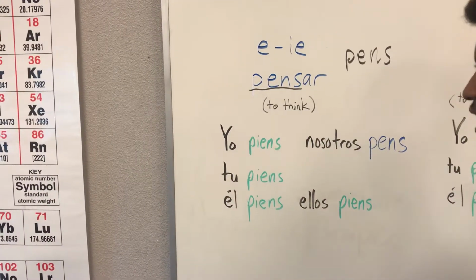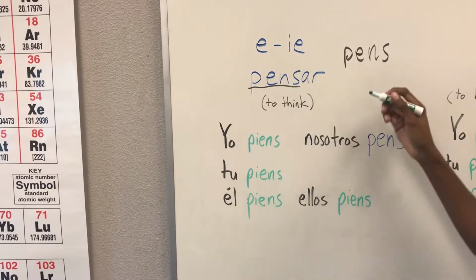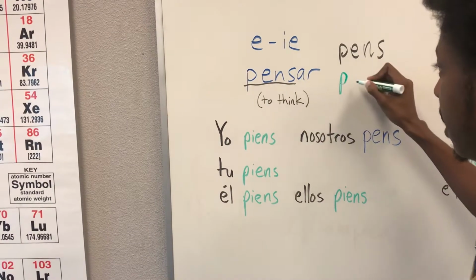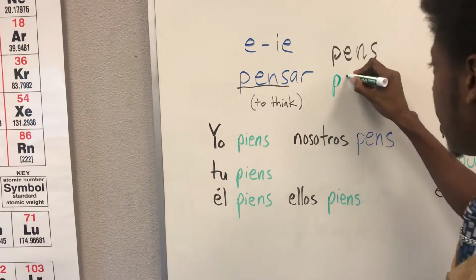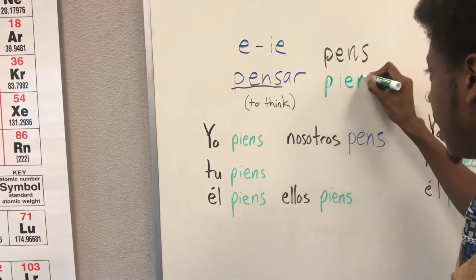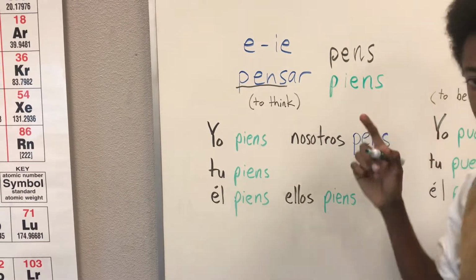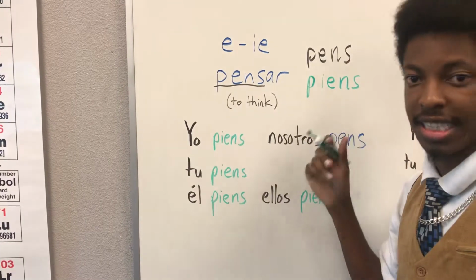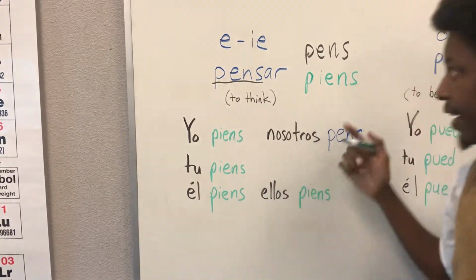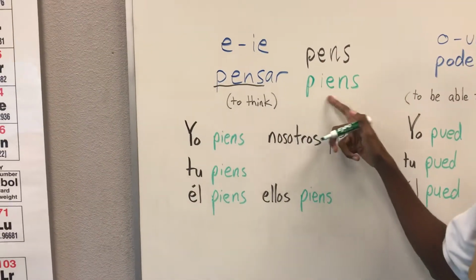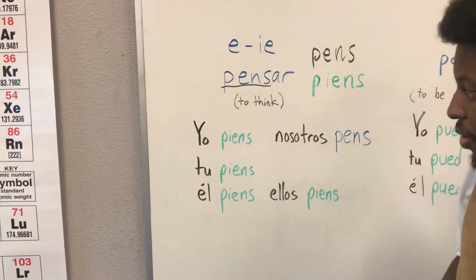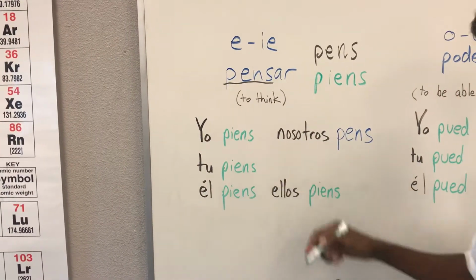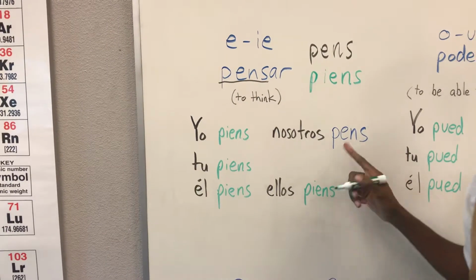So here's what that looks like. E to IE. So we have P, and instead of writing E, we're going to write IE. NS. It's good to write out the stem so that you don't forget any of the other letters, because that's how you spell things wrong. So from pens to piens. Now I already have them spelled out here, except for nosotros, where the stem doesn't change.